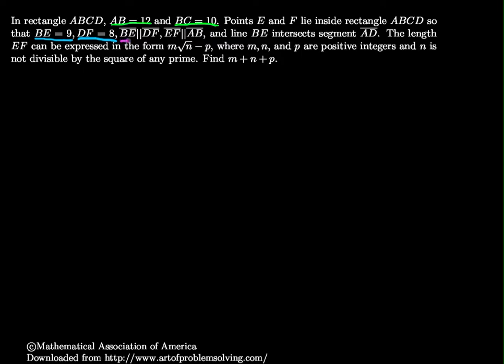BE is parallel to DF. We have EF is parallel to AB. And the line BE intersects segment AD. So that means we'll see that.